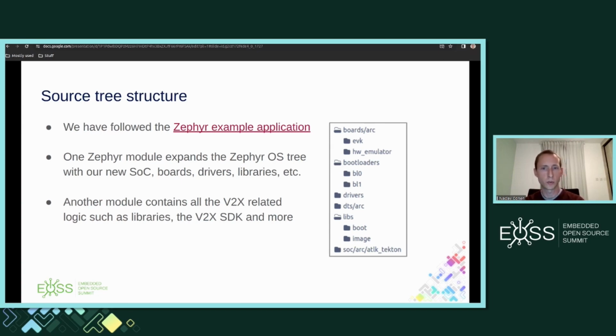We have 3 software teams. Each implements a different layer in our software solution. We wanted to be able to separate the development into several repositories. Each handles its own logic. One of them is used to expand the Zephyr OS tree with our SoC, boards, drivers, and any non-V2X related code. Another one contains all the V2X specific logic, such as libraries, high-level drivers, V2X SDK, and more.